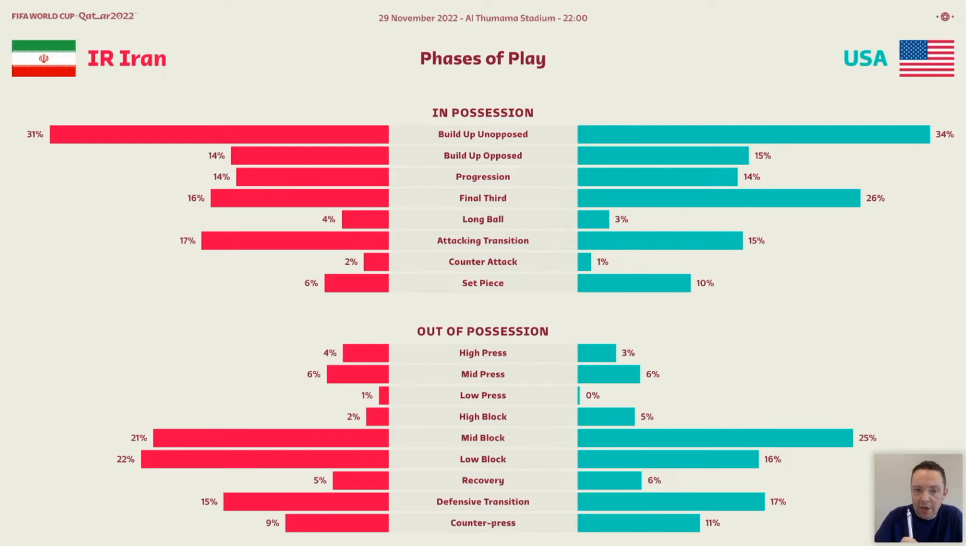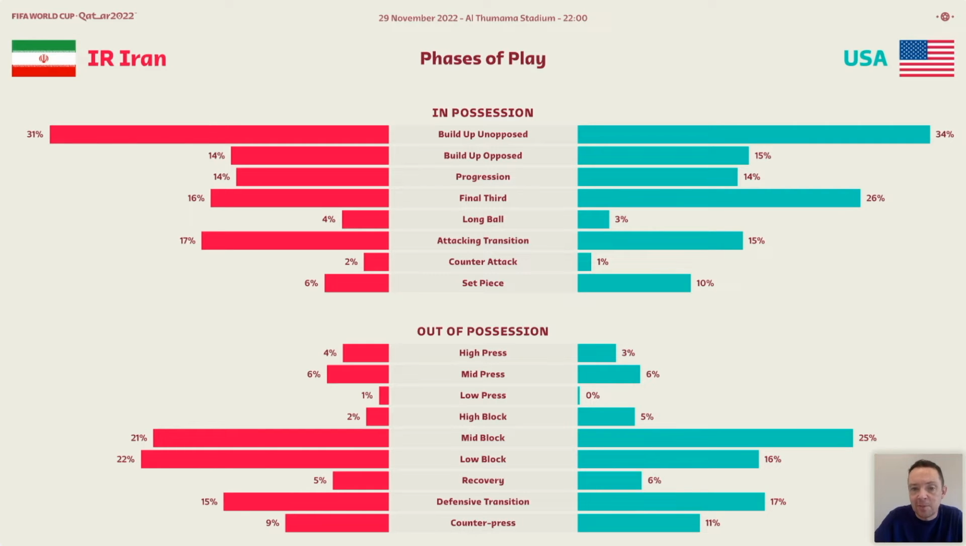Similarly, when you go to out of possession, I want to be in a low block as little as possible. So 16% against 22% is good for the US. Less is good in that way. And spending more time in the press or in a mid block, 25% against 21. Marginally, but still a good picture if you're a US coach.